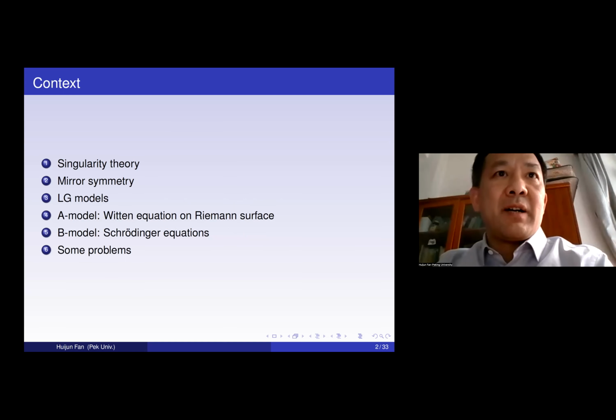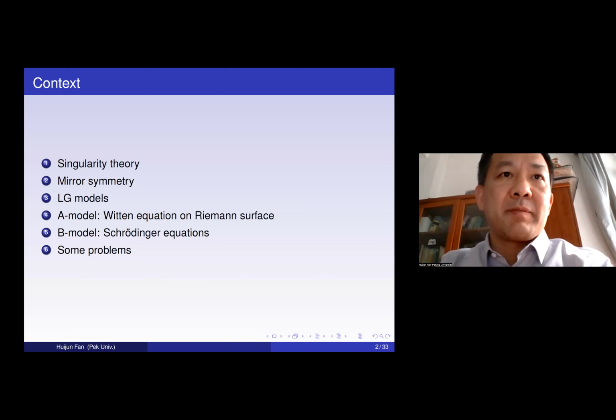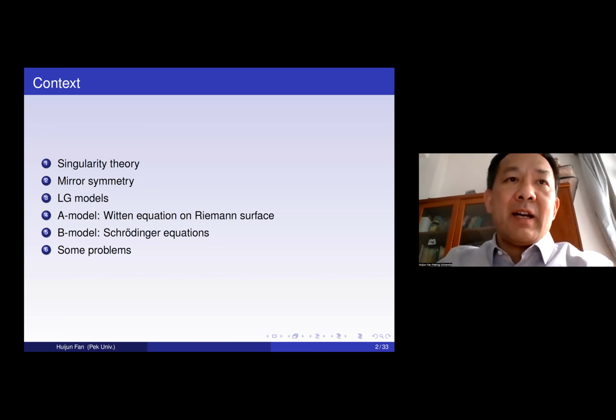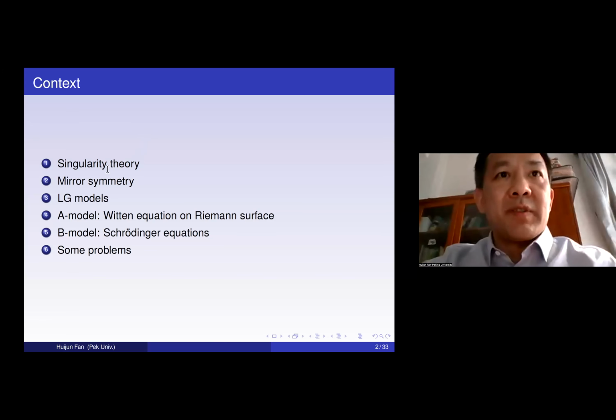Firstly, I will recall some basic knowledge about singularity theory, and then I will let you see why singularity theory appeared in the study of mirror symmetry, and then it leads to a general definition of the Landau-Ginzburg model containing the part of singularity theory. And then I will tell you about the geometry related to LG models. So finally, I will give some problems to our audience.